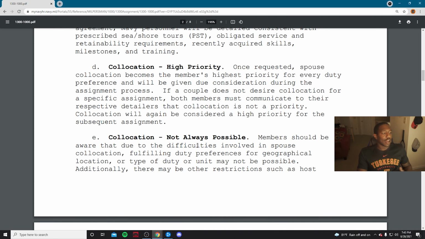So co-location is not always possible. You should be aware of that due to difficulties involved in spouse co-location for the preferences. Sometimes you might not get the preference you want. It might be co-location on the West Coast, but you both want to stay on the East Coast. It might not work out that way. This is extremely important, especially if you've got people coming up in the military and don't know how things work, to be able to show them in black and white, this is the rules that you could follow. That way they could work it out and tailor their life. And obviously, you just want your sailors to be taken care of. You also want yourself to be taken care of too.